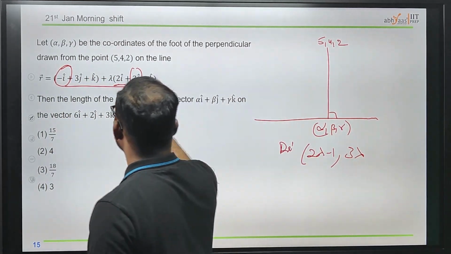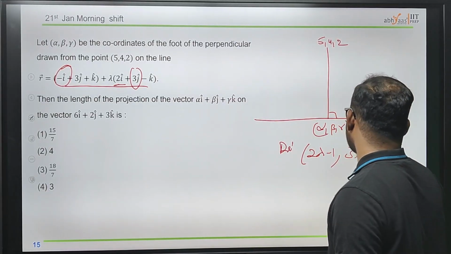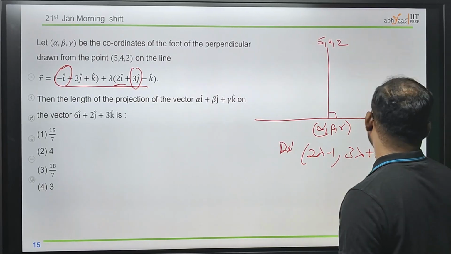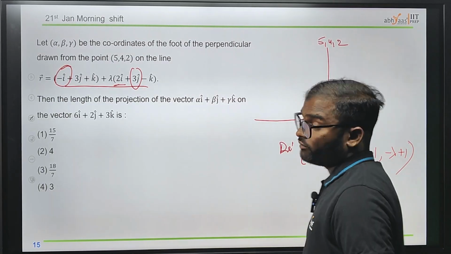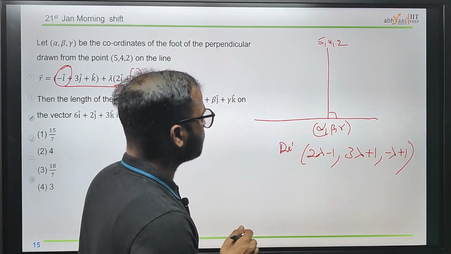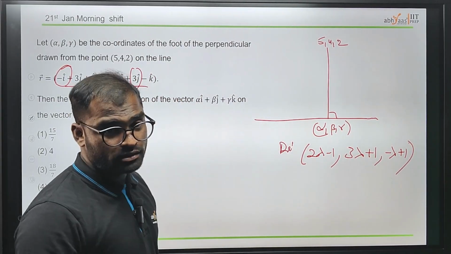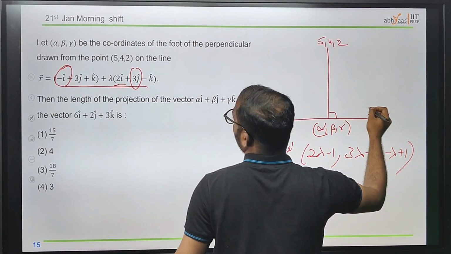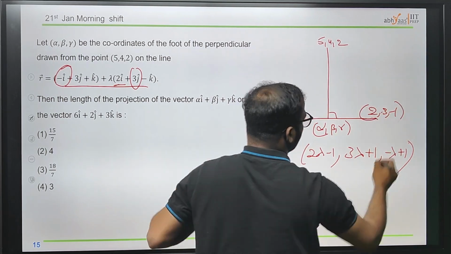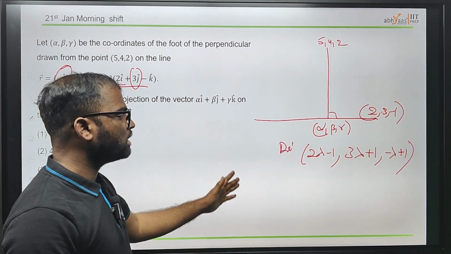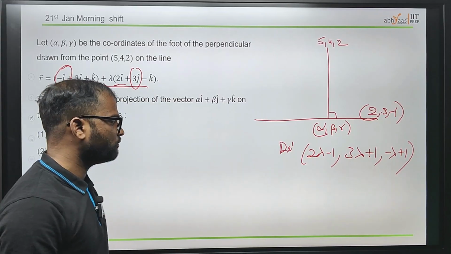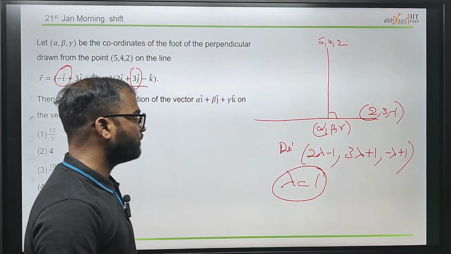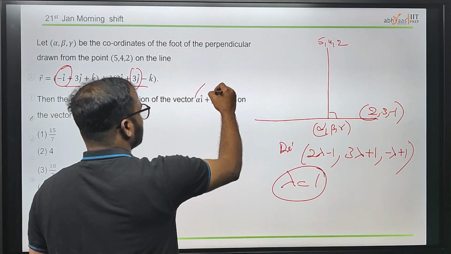We are just adding this one, and we will have 3 lambda plus 1, gamma minus lambda plus 1. We found this one. Next, since this one and this one are perpendicular to each other, with 2, 3, minus 1, their dot product will be equal to 0. From that we can easily find the lambda value, which will be 1. After that we can easily find alpha, beta, gamma.